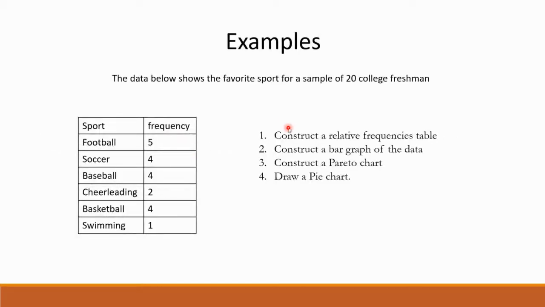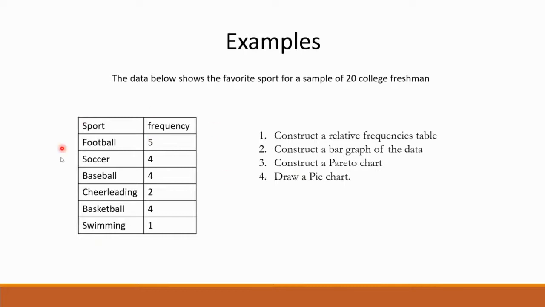So here's another example. This one we're going to go through all the steps. Basically, here we have this frequency table. We surveyed 20 college students. We wanted to know what their favorite sport is. I figured what we do is make a relative frequency table, make a bar graph, make a Pareto chart, and go through all the stuff from before.